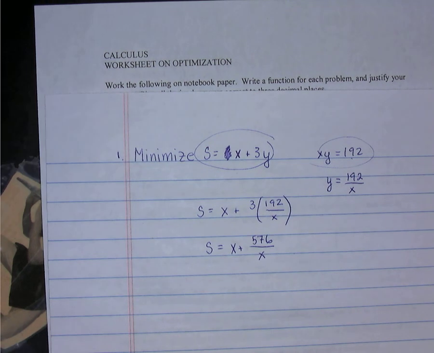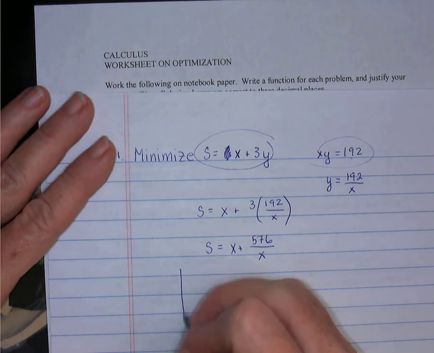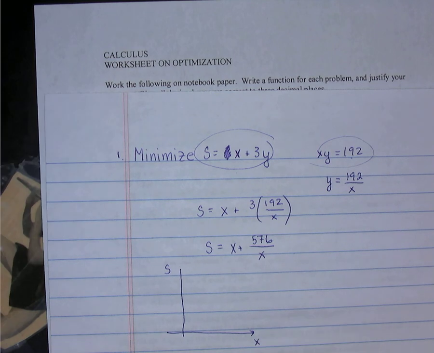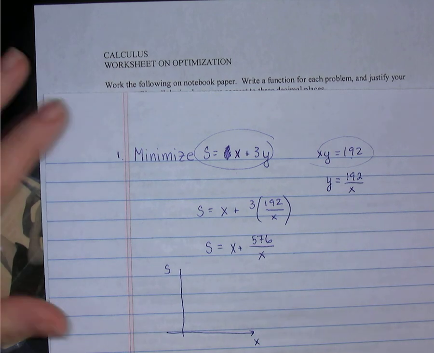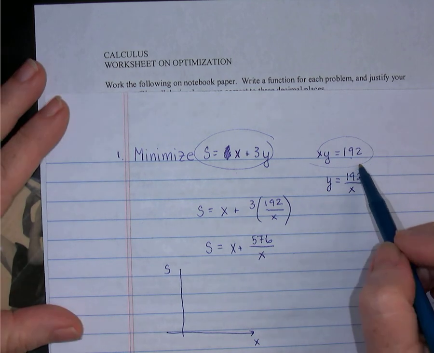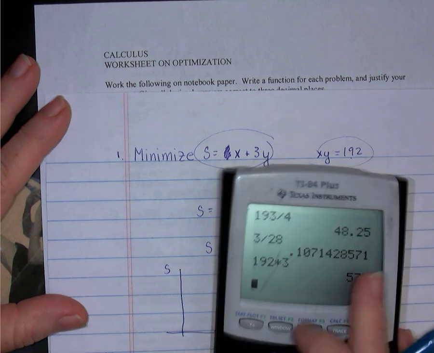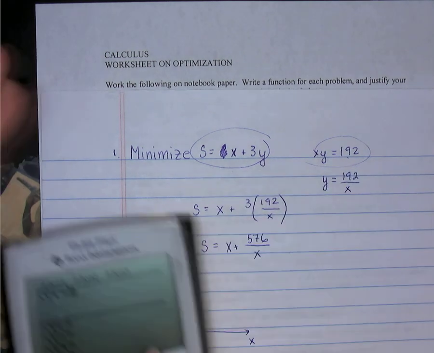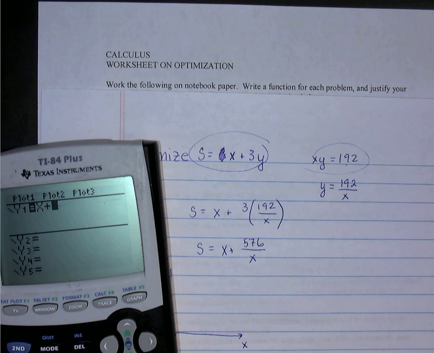Now let's sketch the graph. We have to plug this into our calculator. I know it's going to be S versus x. I know x has got to be a positive number, but I'm not sure how big it has to be. I know it's probably going to be smaller than 192. So I'm going to type that in: x plus 576 divided by x.